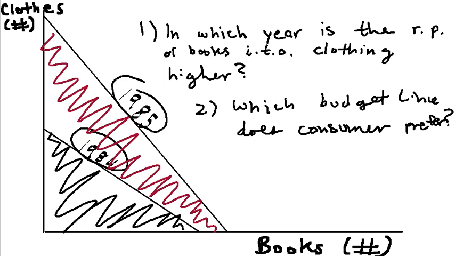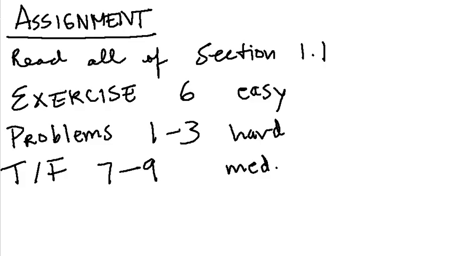With that, we've finished all the material in section 1.1. So for next week, I want you to read all of section 1.1, do exercise 6, problems 1 through 3, and true or false questions 7 through 9. Next week, we'll be getting started on section 1.2, income in the budget line. I'll see you then.